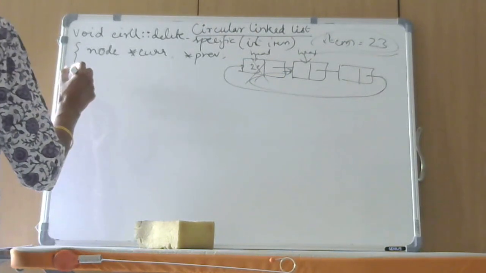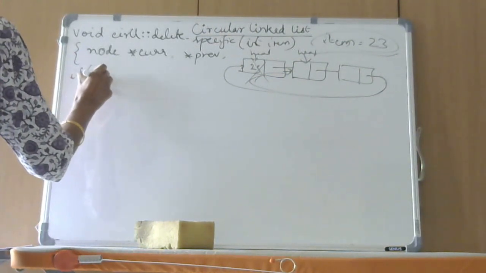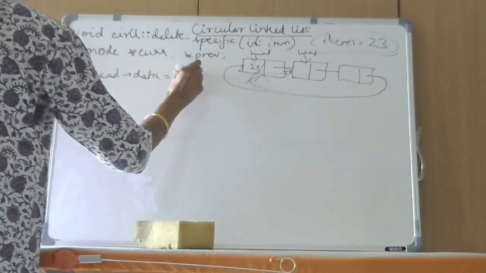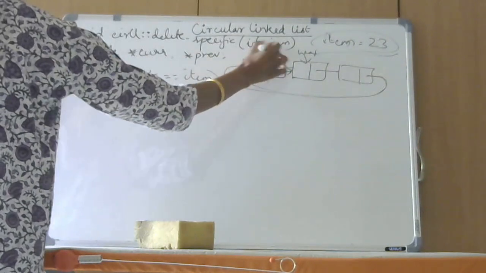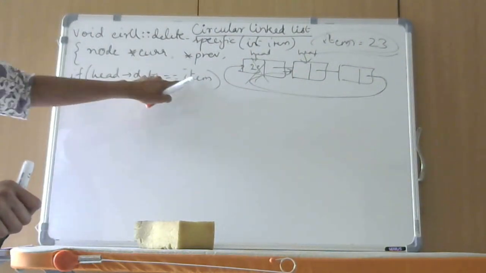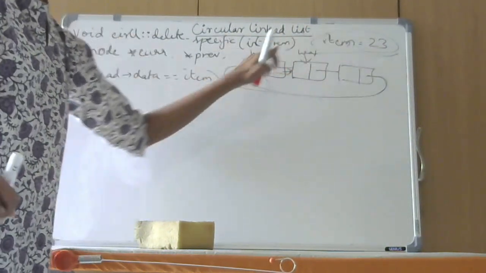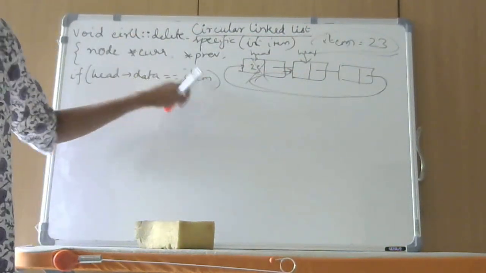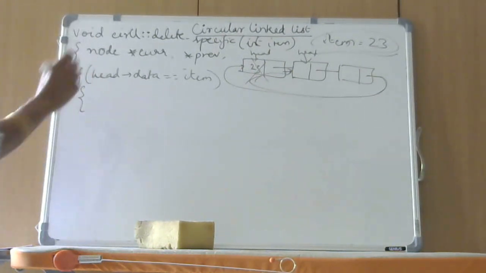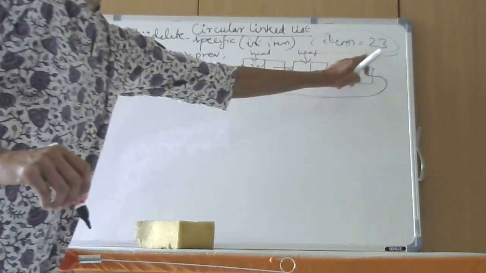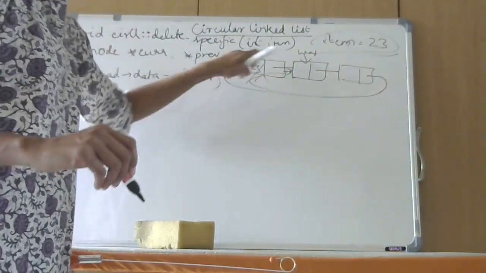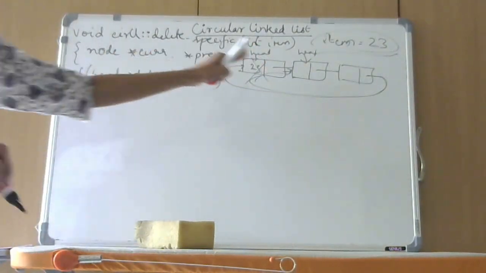So how can I check that? If head of data is equal to item. So that means the first node is what I want to delete. Head of data is equal to item. What is my item? 23. Head of data is what? 23. So 23 is equal to 23. So the condition is satisfied. If that is the case, what should I do? I have to somehow access this last node because the link or next of this should be connected to the new head. Correct? So I have to access this node.